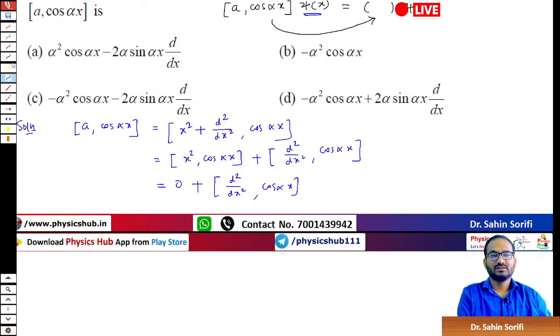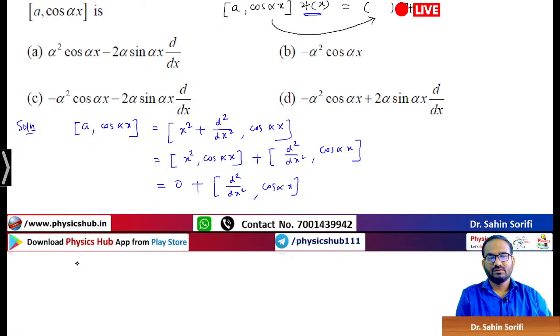For that we need to apply it on some function. So the commutator of d squared by dx squared with cos alpha x, let's apply it on psi of x.